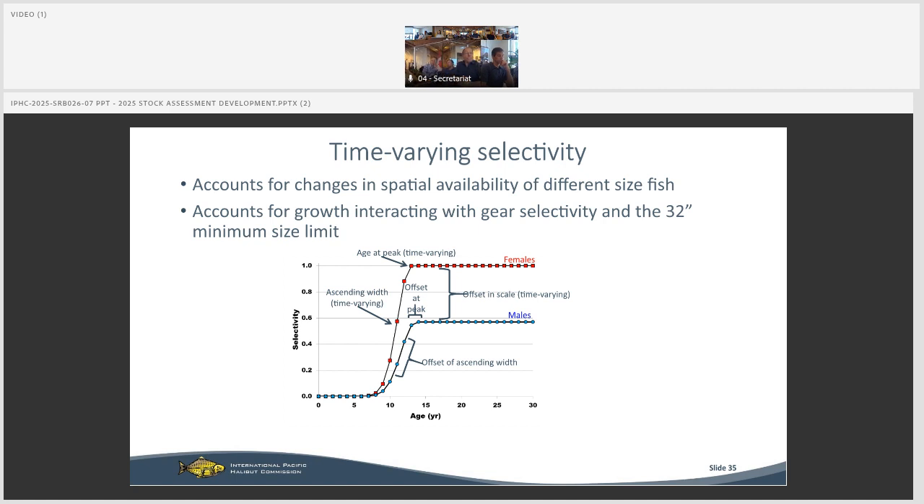And then we have dome-shaped selectivity. Obviously, we have 1 to 2 additional parameters to define the shape and degree of dome. And that's for region 2 and region 3 in the areas as fleets models.